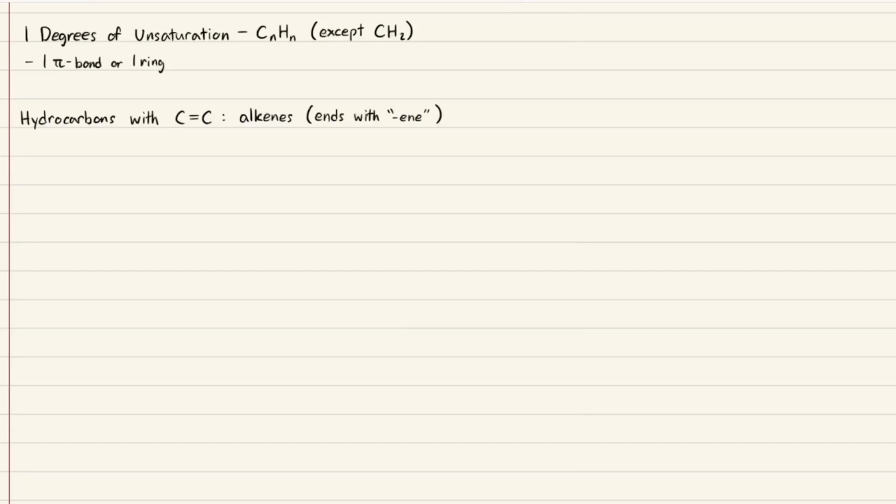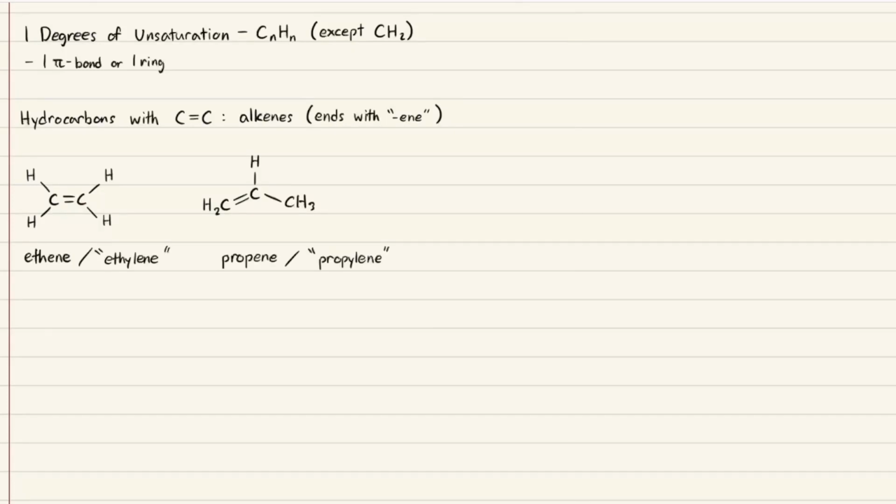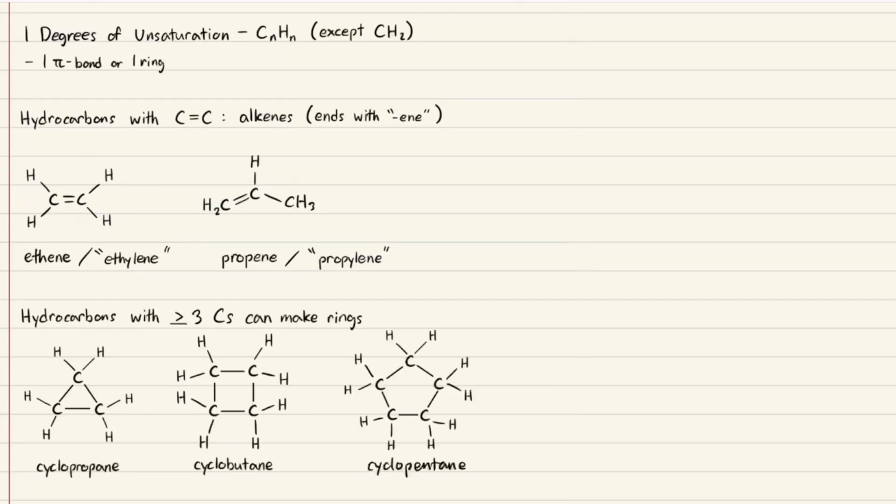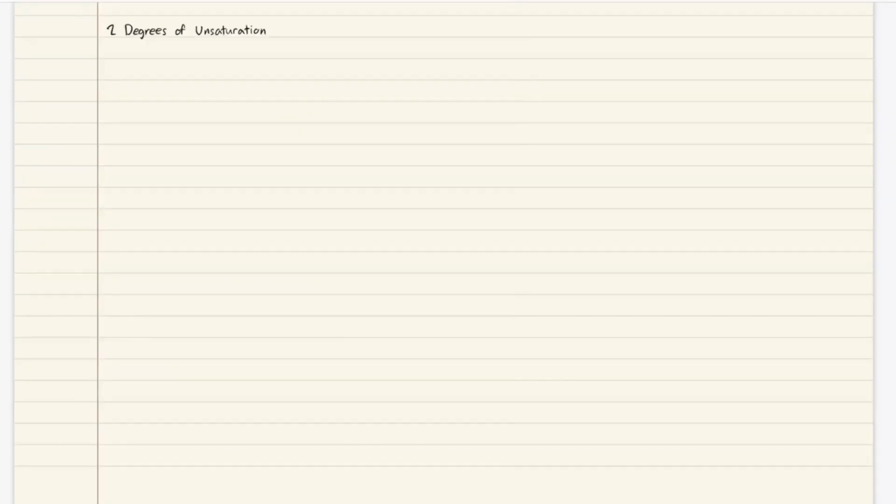Alkenes are more reactive than alkanes and are denoted with the suffix -ene, as in ethylene and propylene. Hydrocarbons with 3 or more carbons can also be drawn as ring structures, such as cyclopropane, cyclobutane, and cyclopentane, which are 3, 4, and 5-membered rings.